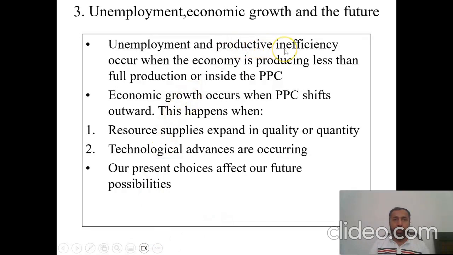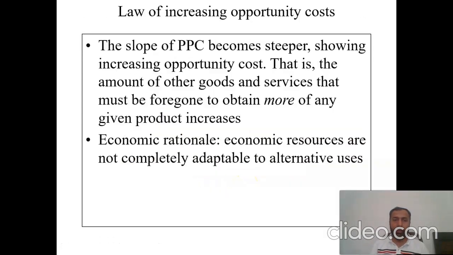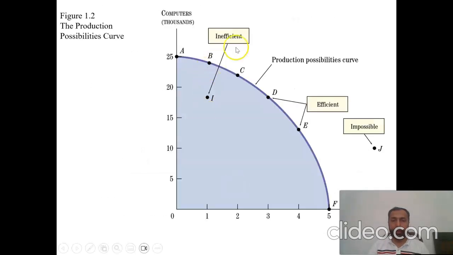Unemployment and productive inefficiency occur when the economy is producing less than full production, or at any point inside the PPC. Economic growth occurs when the PPC shifts outward. This happens when resource supplies expand in quality or quantity and technological advances are occurring. Our present choices affect our future possibilities. Now let me explain this concept with the help of a graph.